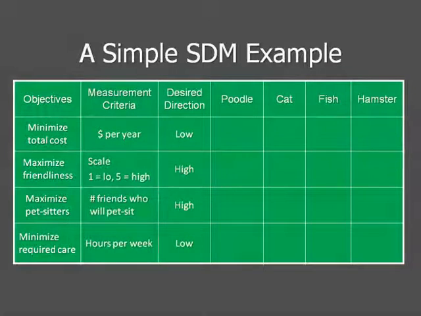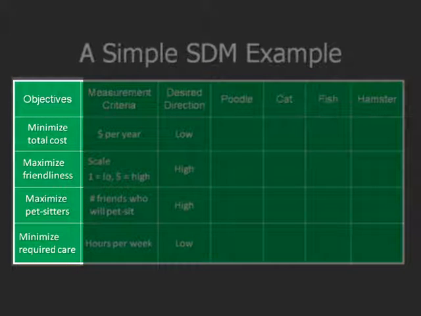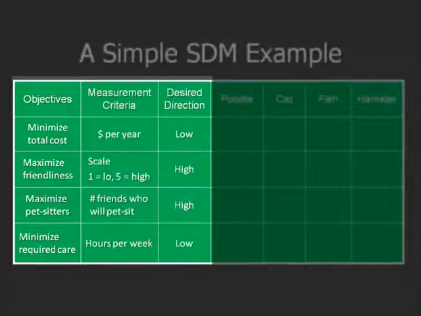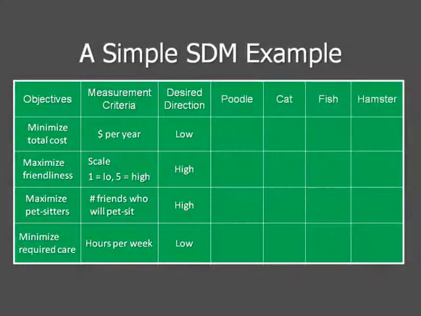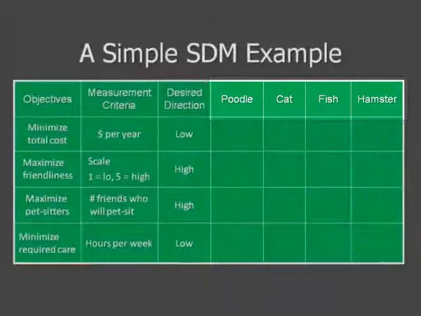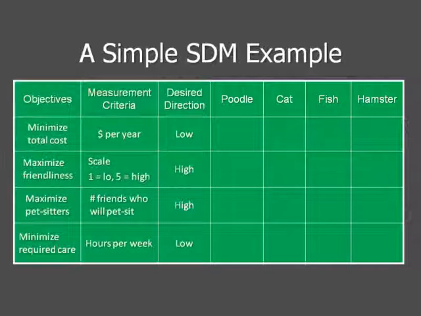So I've listed my objectives down the left side of the table. Minimize cost, maximize friendliness, maximize pet sitters, and minimize the hours of required care. I've listed my measurement criteria, and I've also listed the desired direction. I want to minimize total cost, so I'm interested in low numbers there. I want to maximize pet sitters, so I'm interested in high numbers there. Now along the top, I have all of my alternatives listed: poodle, cat, fish, and hamster.